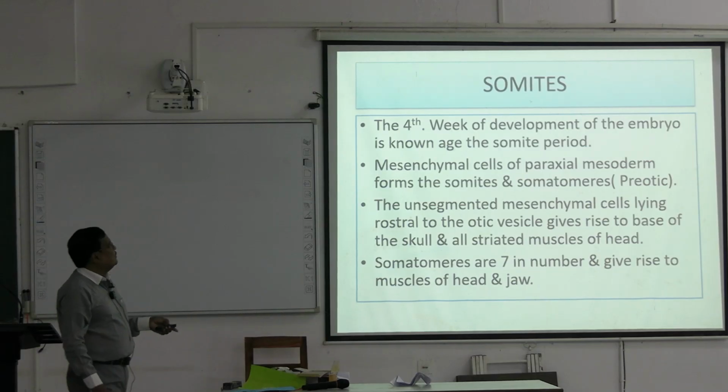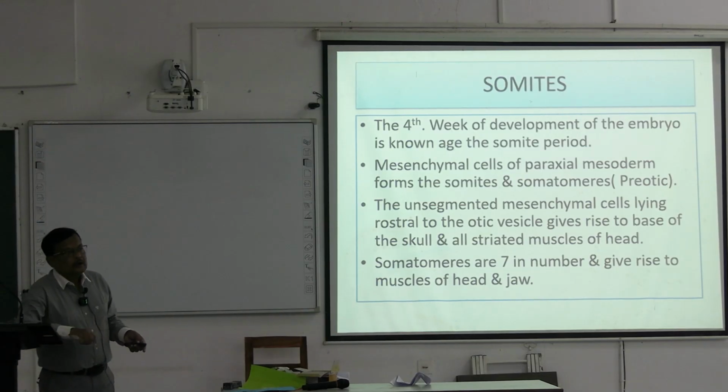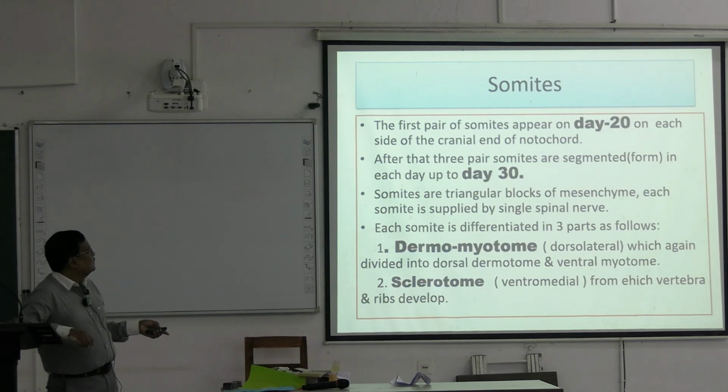The fourth week of development of the embryo, this fourth week is very important. Second to fourth week, আমরা বলি embryonic period, of which the fourth week is very important by the development of the somite. আমরা somatomy একটা পরে আসবো। The first pair of somites appear on day 20 on each side of the cranial end of notochord. After that, the 3 pair somites are segmented in each day up to day 30. Somites are triangular or holds block of mesenchyme.